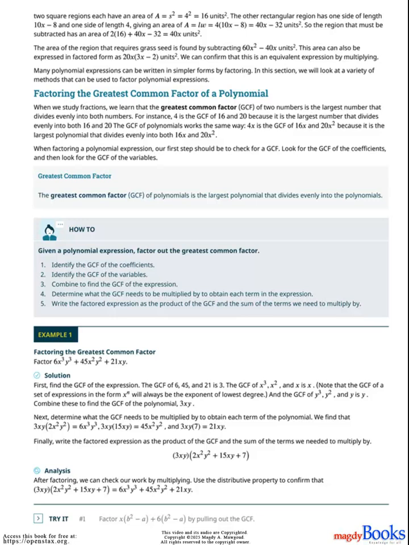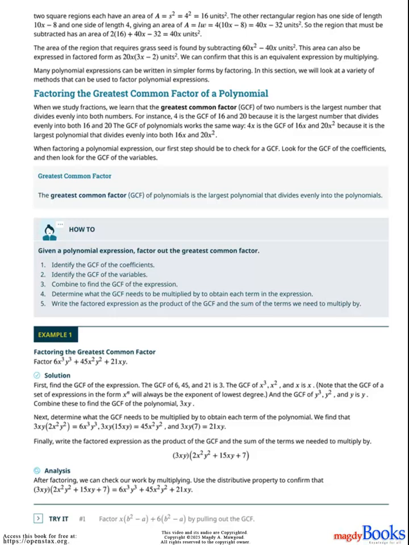When we study fractions, we learn that the greatest common factor, GCF, of two numbers is the largest number that divides evenly into both numbers. For instance, 4 is the GCF of 16 and 20 because it is the largest number that divides evenly into both 16 and 20. The GCF of polynomials works the same way.